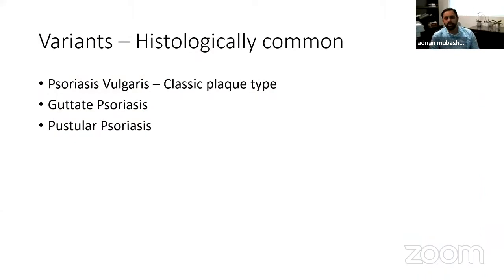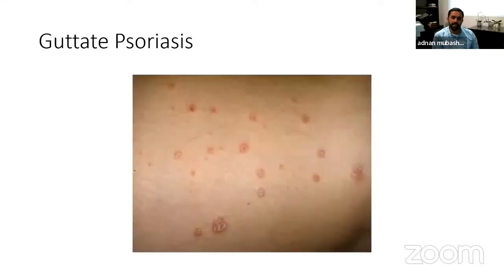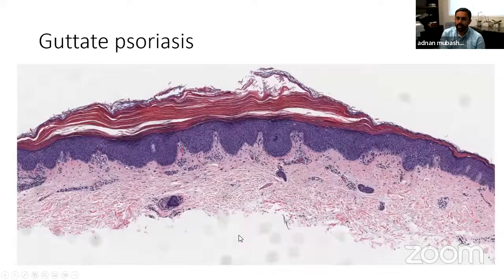Now we have two other variants, guttate psoriasis and pustular psoriasis. The one we just saw was classic plaque-type psoriasis. In guttate psoriasis, you will have a much younger patient population that will come with these droplet, petal-like lesions. They will appear suddenly, and they will not have a prior diagnosis of psoriasis. Even on these lesions, if you look closely, you may find some scale and well-demarcated lesions. And the histology will be slightly different as opposed to the classic type.